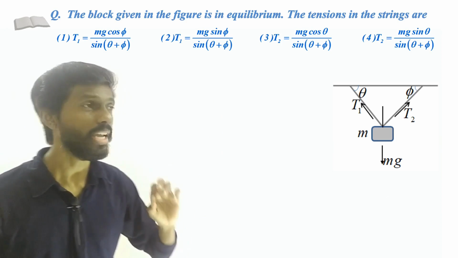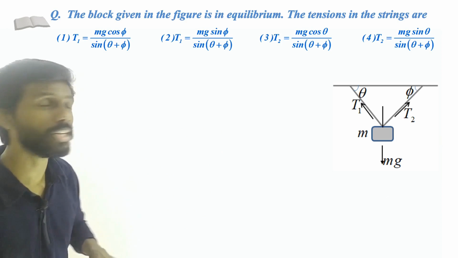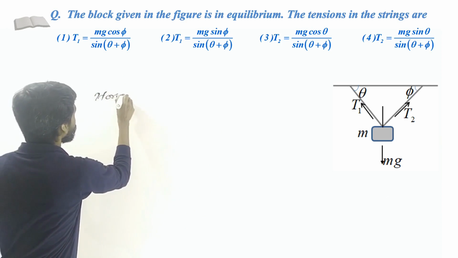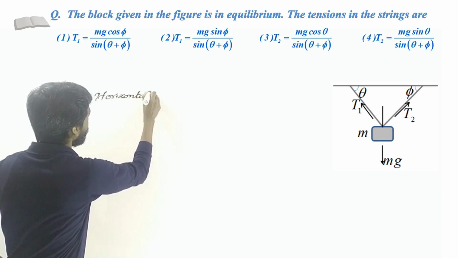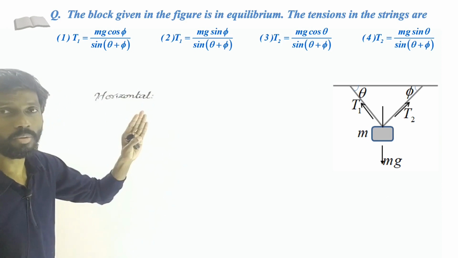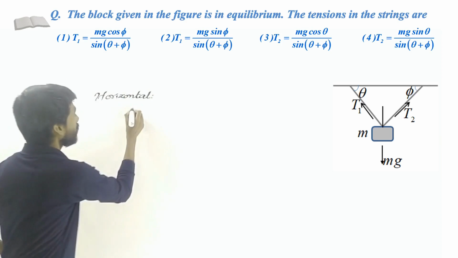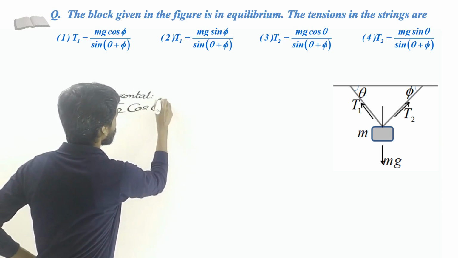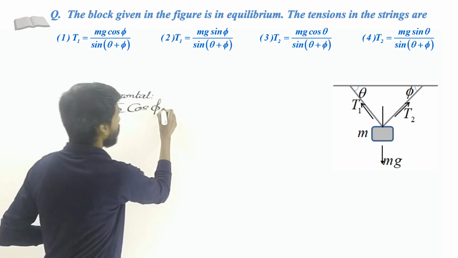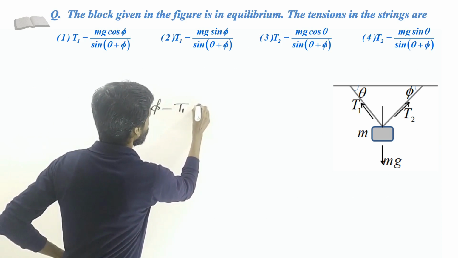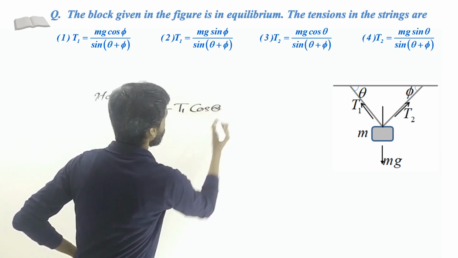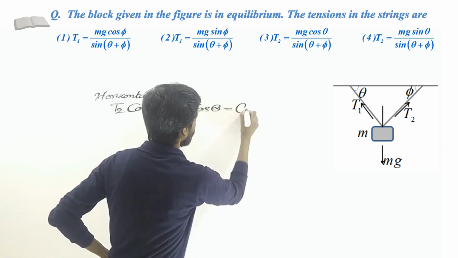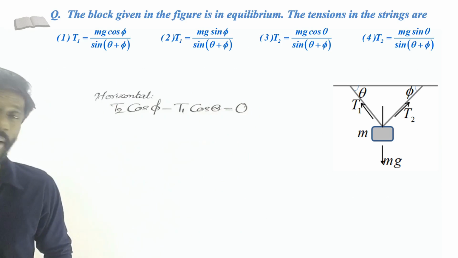So that means if you consider all the forces in the horizontal direction, let us first write the forces in the horizontal direction. In the horizontal direction, T2 cos phi, so that is in the positive direction, minus T1 cos theta. That's all. This total force must be equal to 0 because this block is in equilibrium, right? So that is one equation.